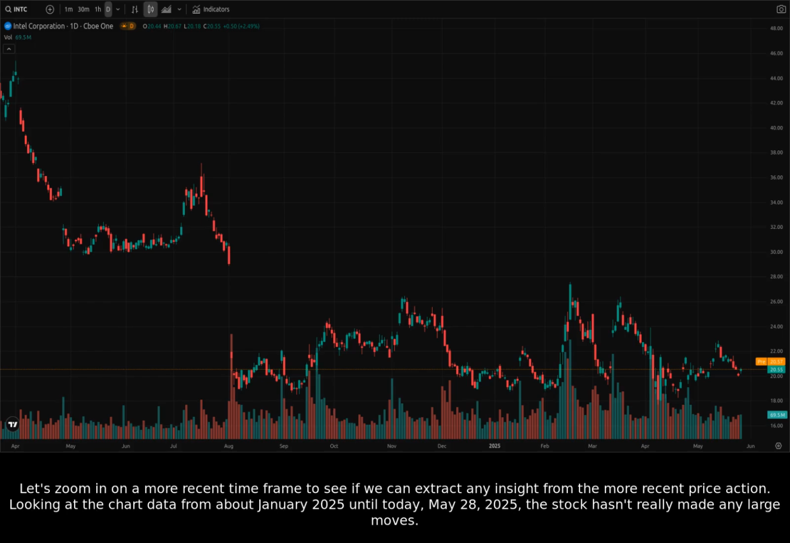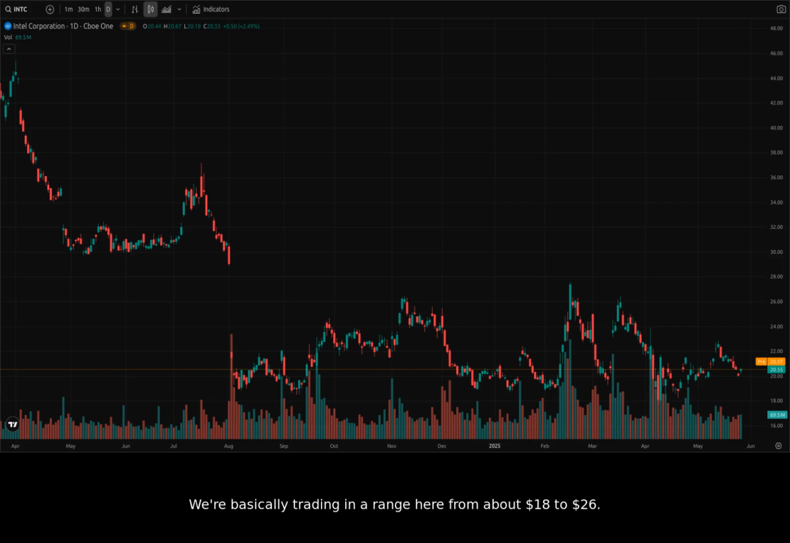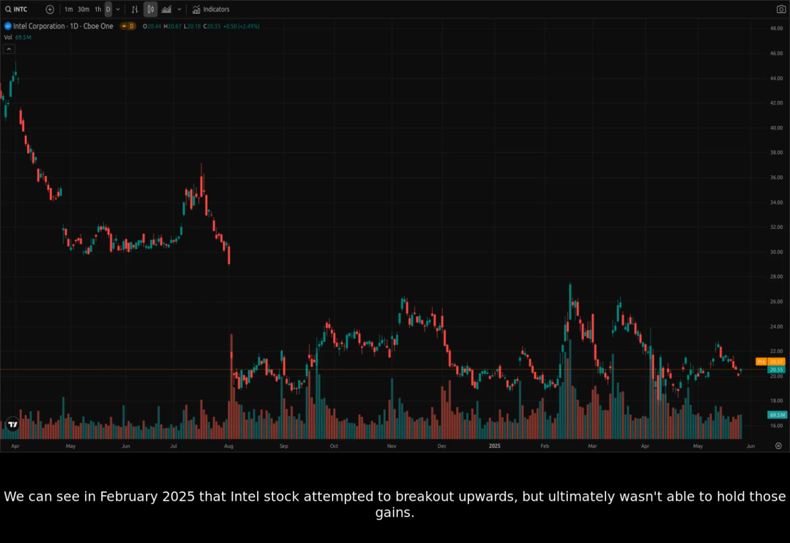Let's zoom in on a more recent time frame to see if we can extract any insight from the more recent price action. Looking at the chart data from about January 2025 until today, May 28, 2025, the stock hasn't really made any large moves. We're basically trading in a range here from about $18 to $26. We can see in February 2025 that Intel stock attempted to break out upwards, but ultimately wasn't able to hold those gains.